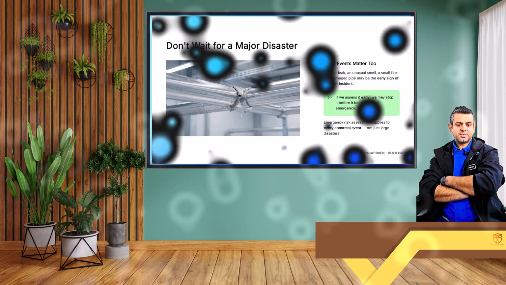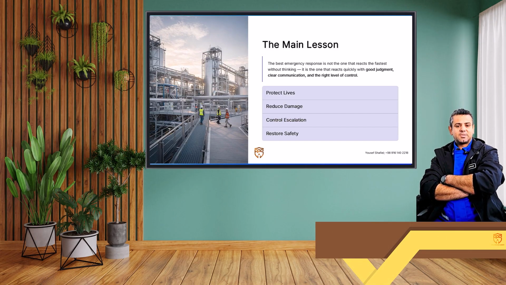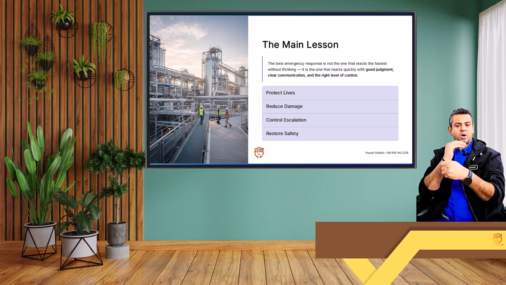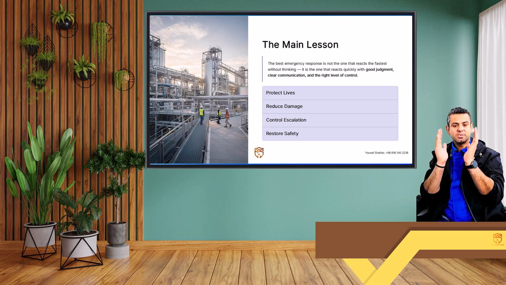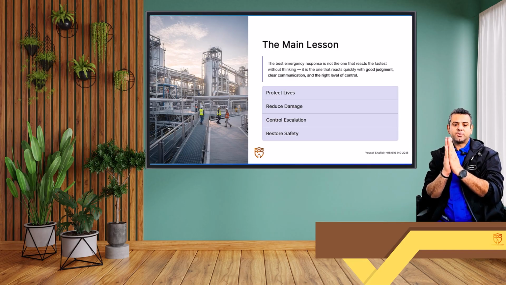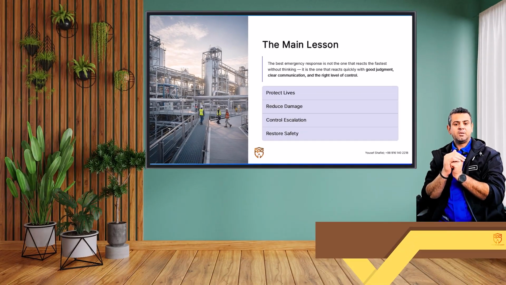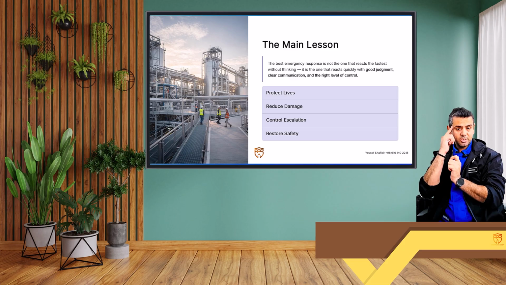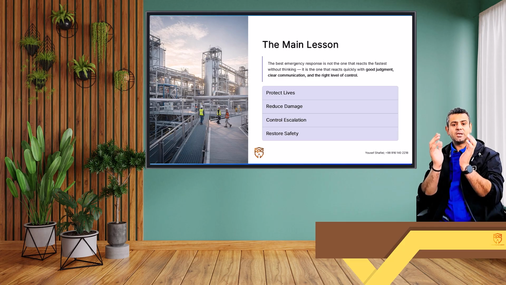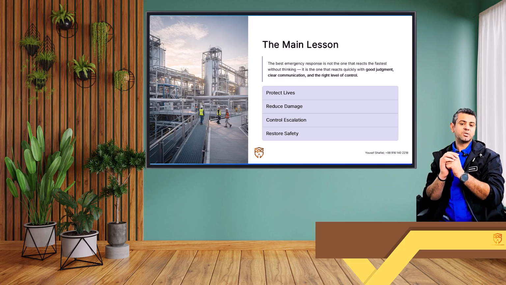So, what is the main lesson? Emergency risk assessment is about making a smart and rapid decision when the situation is unstable and the consequence can be severe. It helps us protect life, reduce damage, control escalation, and bring the situation back to a safe state. In process industries, the best emergency response is not the one that reacts the fastest without thinking. It's the one that reacts quickly with good judgment, clear communication, and the right level of control.